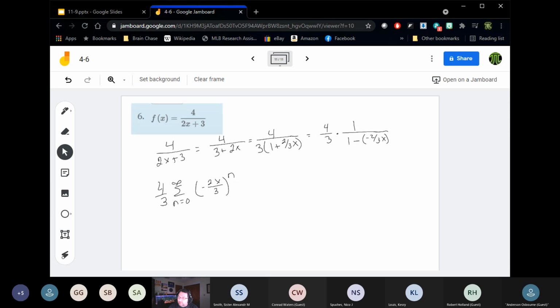All right, so any questions up to that point? No. Okay, so then we just got to come up with our, so I know this is going to converge when negative 2x over 3 is less than 1 in absolute value. So that means the absolute value of x is less than 3 over 2. So my interval is negative 3 over 2 to 3 over 2. So that's my radius, and that's my interval.